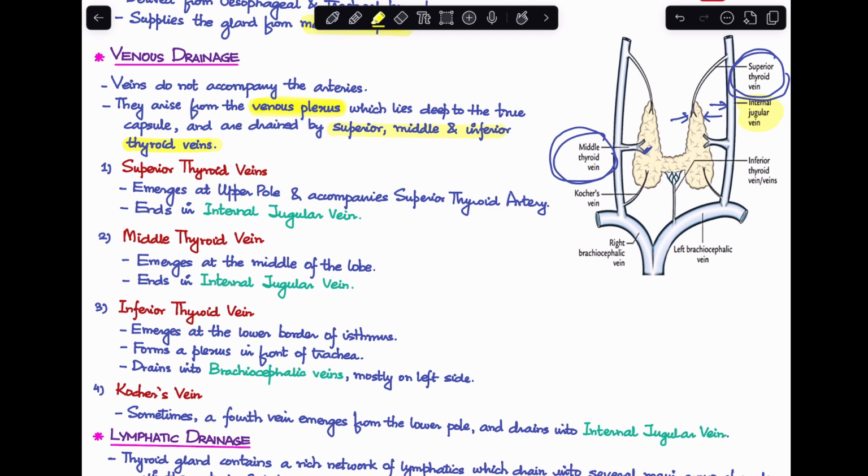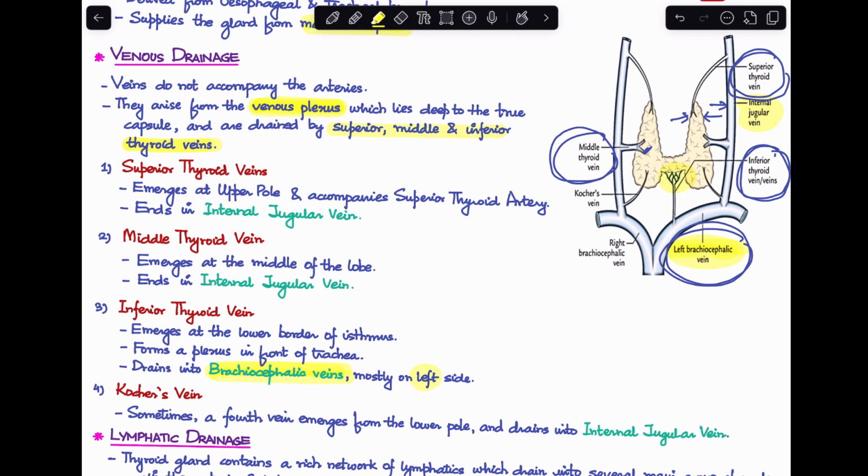Third one is the inferior thyroid vein. Now, inferior thyroid veins emerge from the lower border of the isthmus. You can see here, this lower border of the isthmus gives rise to the inferior thyroid vein. The inferior thyroid vein is the one vein that does not drain into the internal jugular vein. Rather, it drains into the brachiocephalic veins, mostly of the left side. You can see over here in the image, this is the left brachiocephalic vein, and this is where the inferior thyroid veins drain into.